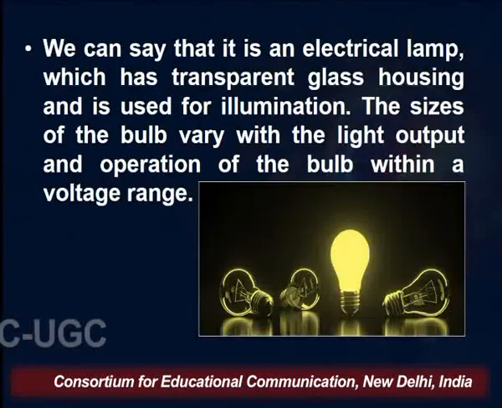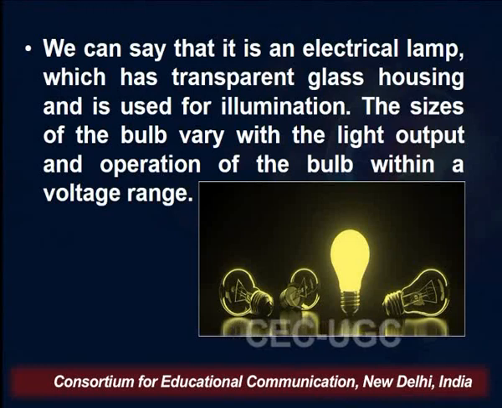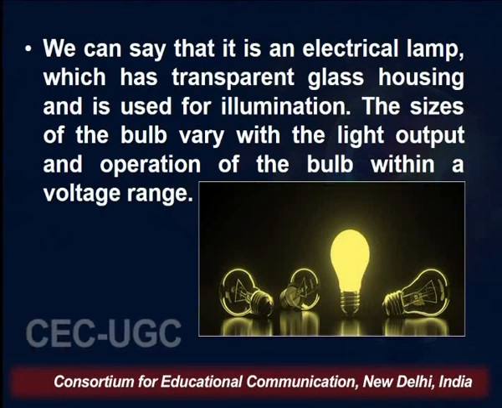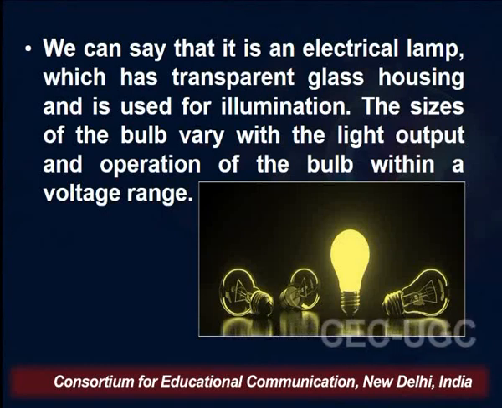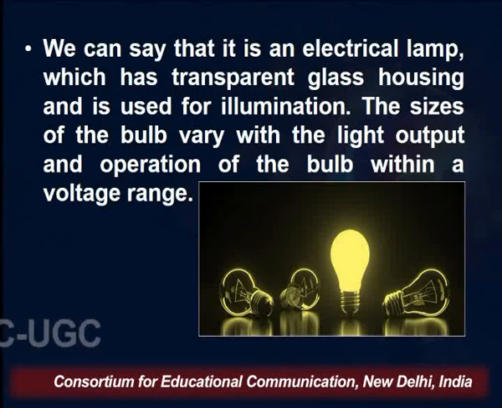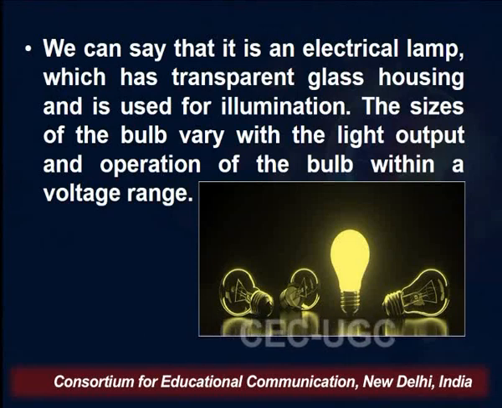So we can say that it is an electrical type of lamp which has a transparent glass housing, and it is used for illumination. You see, this is a very simple bulb that we use in our daily life. The size of the bulb varies with the light output and the operation of the bulb within the voltage range. So how much light we want, on the basis of that we purchase the bulb.